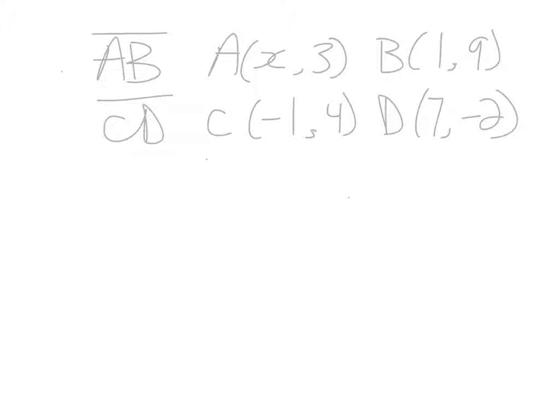The question that we will be solving is how we can determine x so that AB is parallel to CD. In order to do this, we need to use the slope formula, which is y2 minus y1 over x2 minus x1.